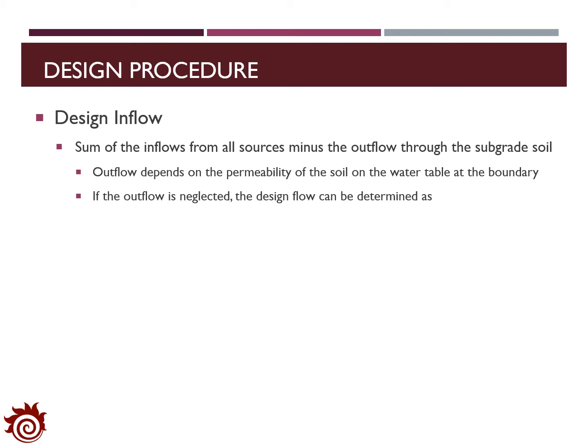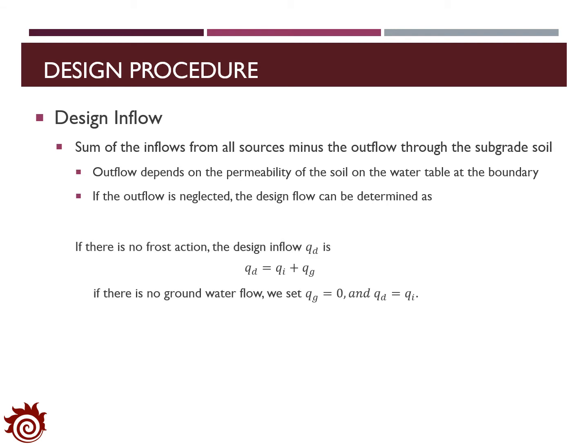In that sense, the design inflow rate can be determined by the following two conditions. If there's no frost action, then the design inflow rate, Qd, could be set as Qi plus Qg. And we know that for most situations, the groundwater seepage inflow rate is very small. We can try to ignore that in the design. So we will usually assume that Qg equals 0, in that sense Qd equals Qi. If there is a frost action, then we have to consider the impact of the meltwater. In that sense, Qd equals Qi plus Qm.